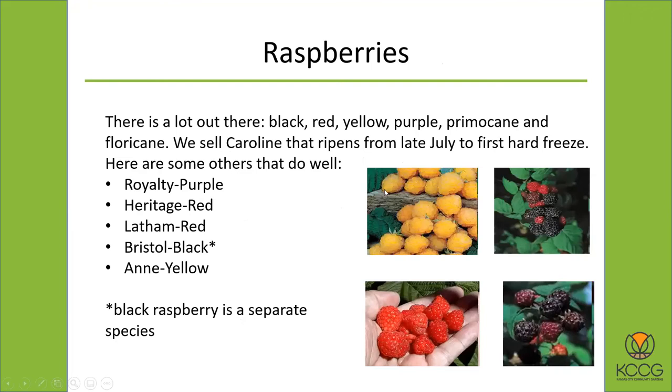And speaking of, here we are looking at raspberries, and there are a lot out there. They're nice golden raspberries like Anne. They're the red raspberries that most of us know, and Caroline is the one that we love. It's the one that we sell. It's a nice big berry. It's a firm berry. It produces from late July all the way to our first hard freeze. As a matter of fact, even after the frost, the berries are still ripening. I don't know how many times I've gone in and harvested berries after a first frost, and they're still producing. It's a hard freeze that really will knock the plant back.